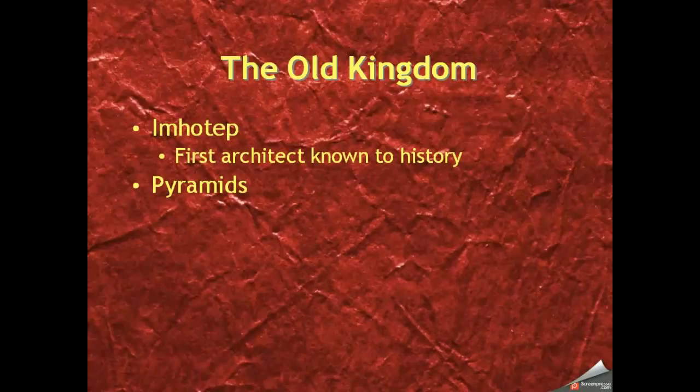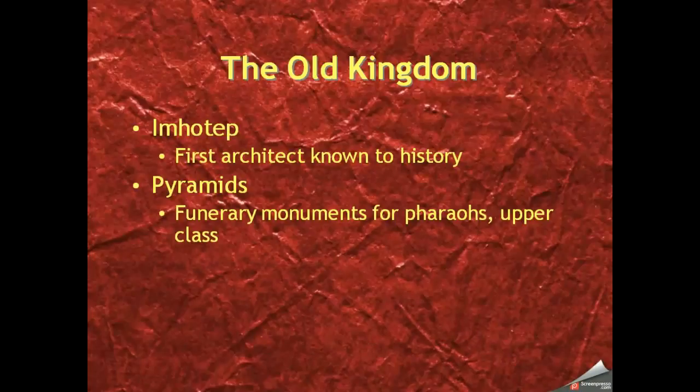In the Old Kingdom, a significant player was the first architect known to history, Imhotep. Imhotep was said to be the architect behind the Great Pyramids. These were originally thought to be funerary monuments for pharaohs and the upper class. However, it should be pointed out that a body or a corpse has never been found in a pyramid in the history of archaeology. So we really don't know what the purpose of the pyramids was.